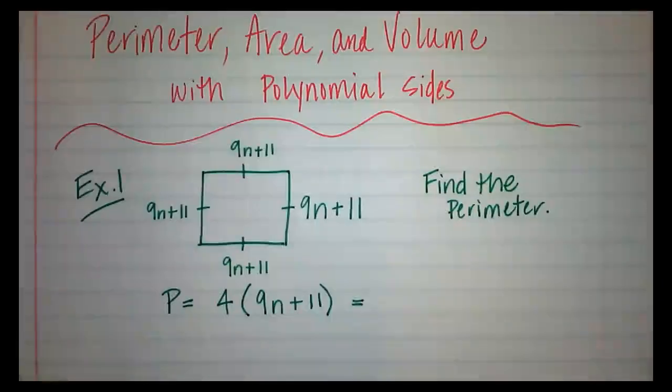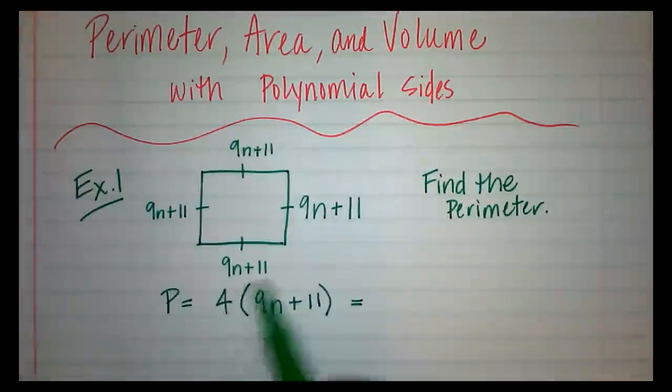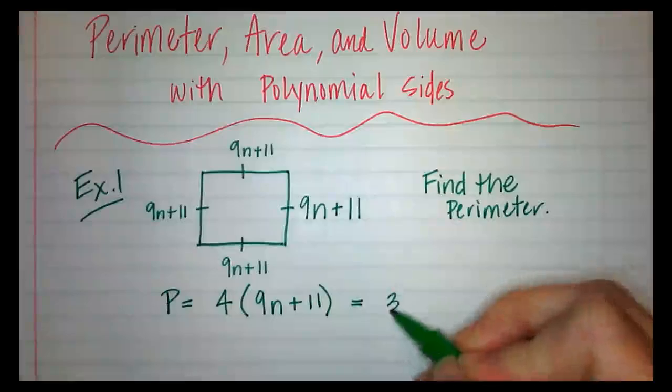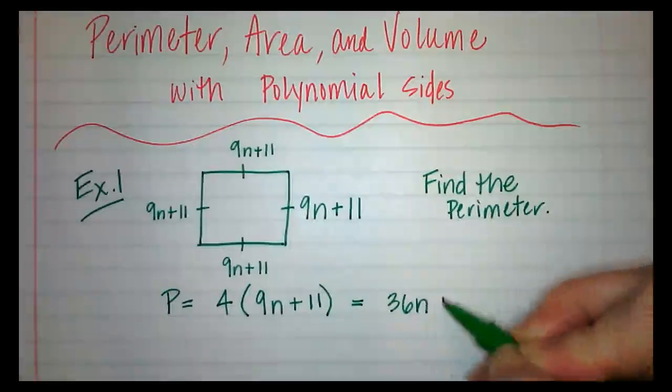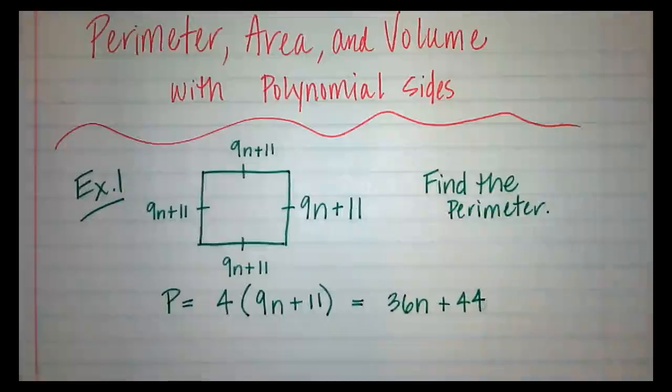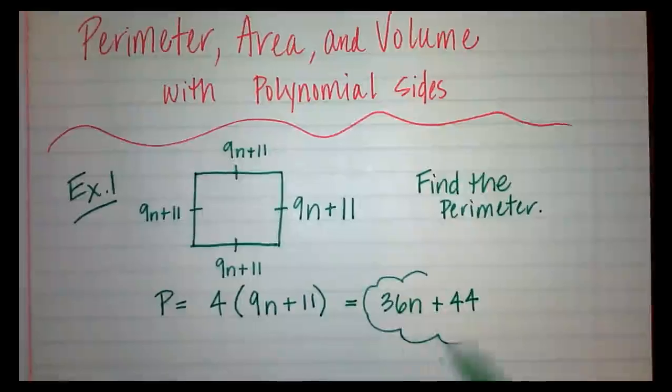So we learned how to multiply. So we just need to distribute this. So we would end up with 36n plus 44. And that is our perimeter.